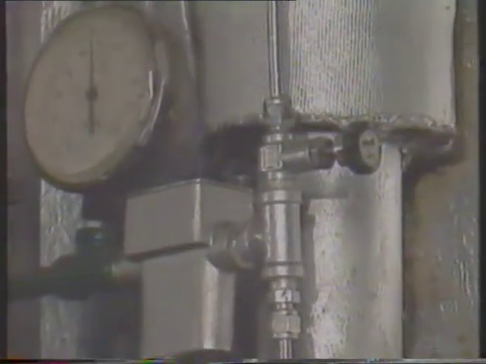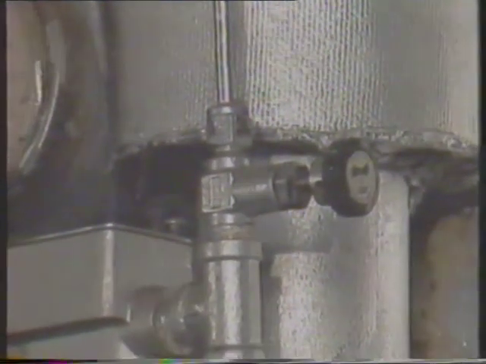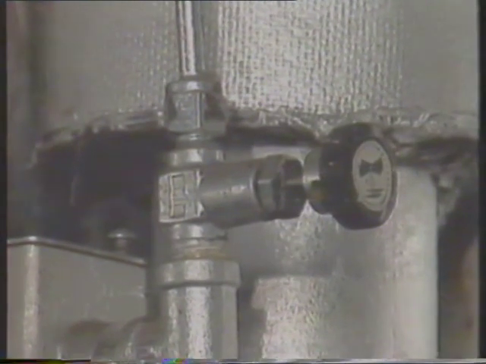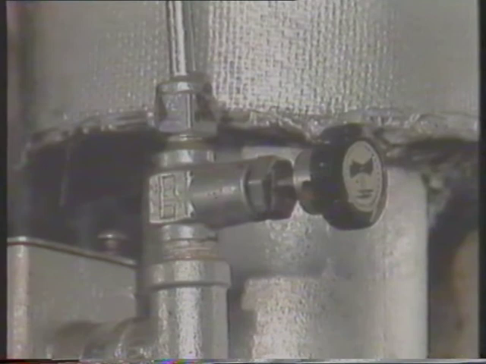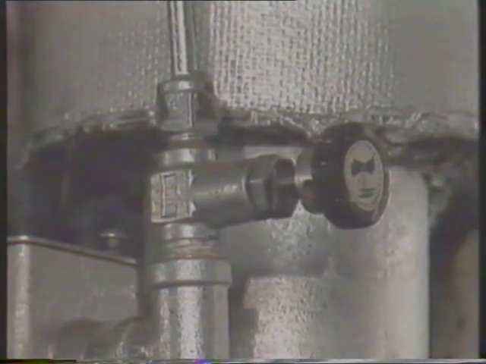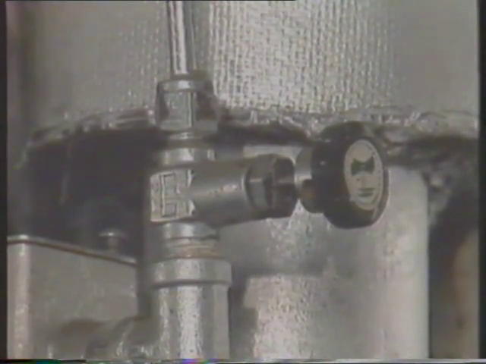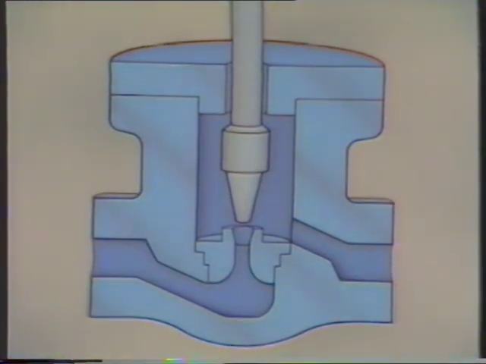Now, this is another variation of a globe valve called a needle valve. Needle valves are usually smaller than other types of globe valves and are designed to give fine control of flow in small diameter piping. A needle valve basically has the same parts as other types of globe valves. It's named for its needle-shaped disc, which is sometimes called a needle or plug. The needle and stem are usually a single piece.